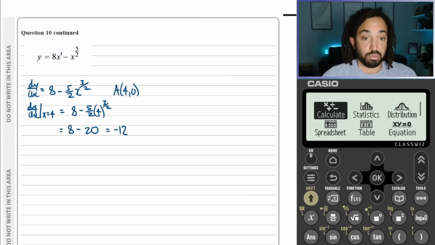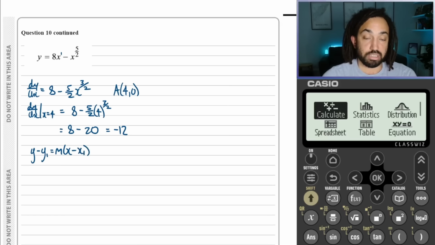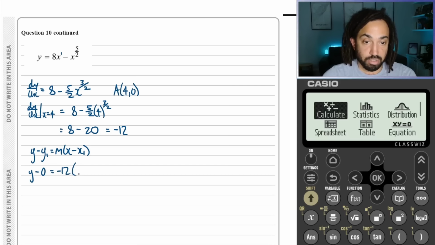And now we can just bring it all together by saying that y minus y1 is equal to m(x minus x1), and just sub in a point and the gradient, and that will give the straight line. So the point has to be on the line, which is obviously the point A. So we're just going to sub in 0 for y1, 4 for x1, and minus 12 for the gradient m, like so. So this gives y is equal to minus 12x, plus 48.